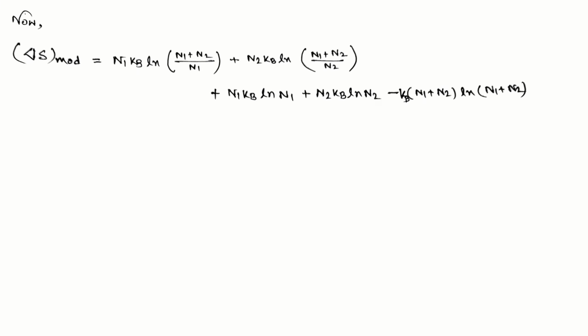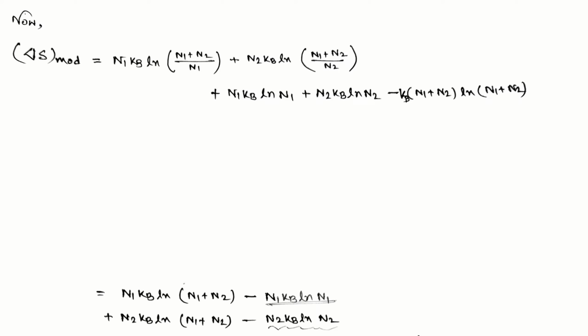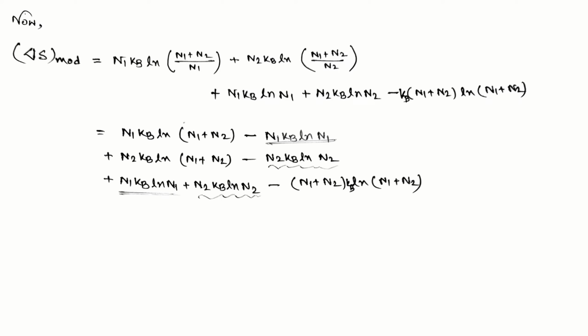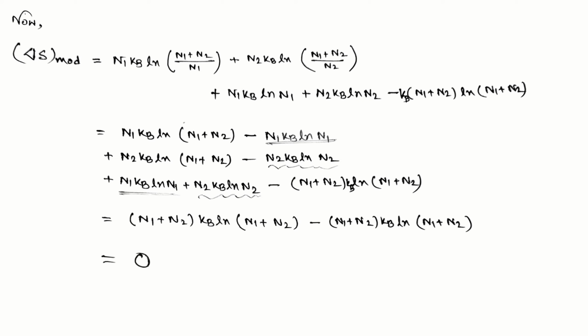Now let's see what's happening. So after putting those values, this is our equation. Now just break the steps and you will get the result 0. So the paradox problem is now solved.